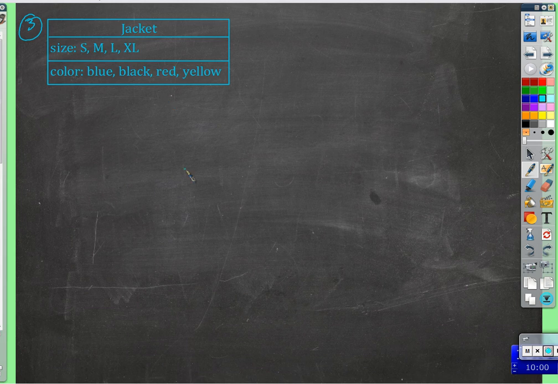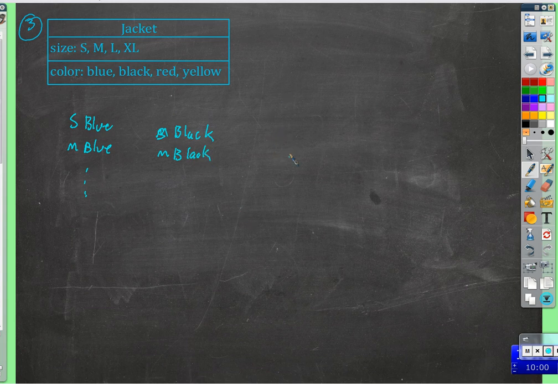So, here we have a jacket. It comes in several sizes and several colors. So we want to know how many total jackets could we have. We could have a small blue one. We could have a medium blue one, and we could keep going like that. We could have a medium black one. All right, sorry, small black one and a medium black one, and on it could go.